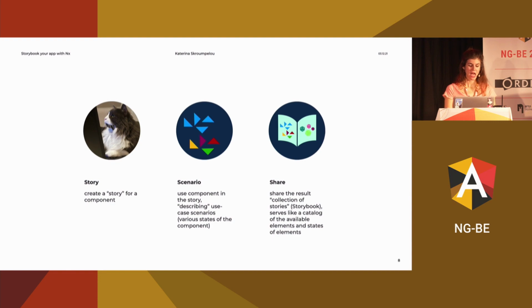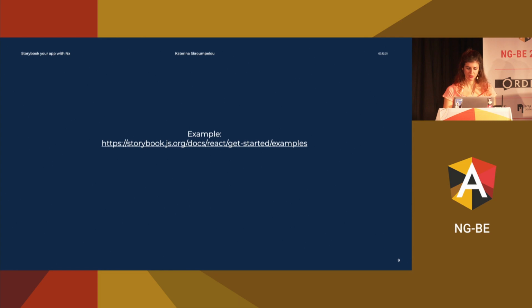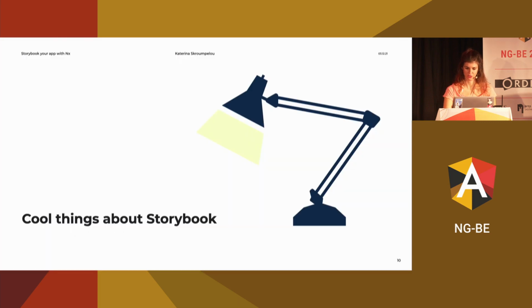What does that mean? The core idea is that you have the story. So you create a story for a component. And what is a story? We're going to see. Then you draft out a scenario. So you use your components in the story, describing use case scenarios, various states of that component. And then you can share the results, a collection of stories, which is a storybook, like a book. It serves like a catalog, for example, of the available elements and states of elements, sorry. Actually, we'll see the example after I finish talking about Storybook.